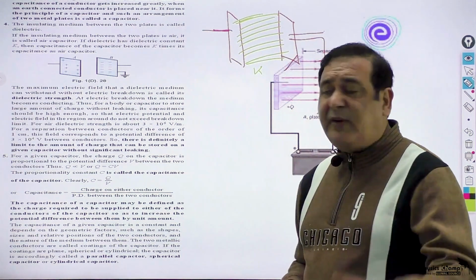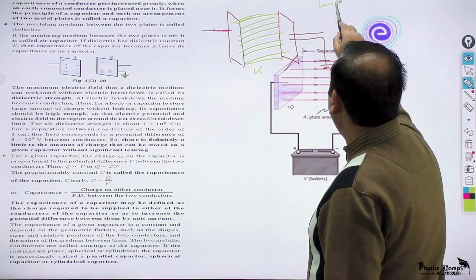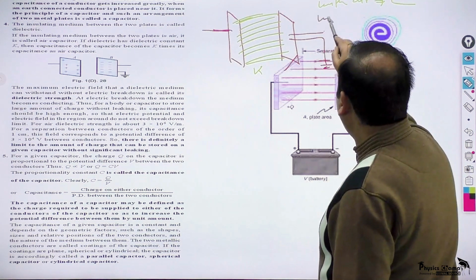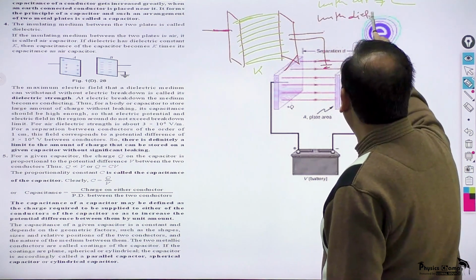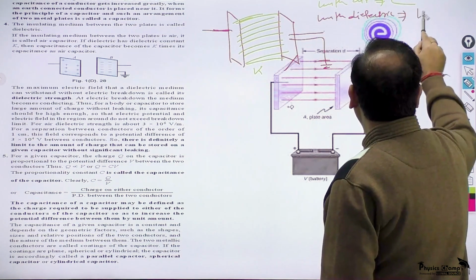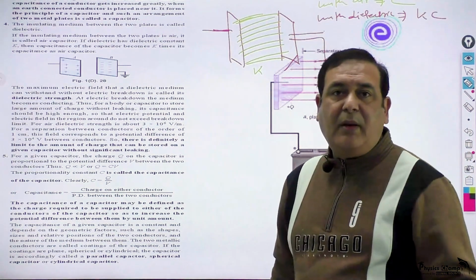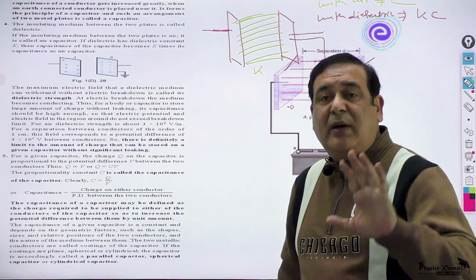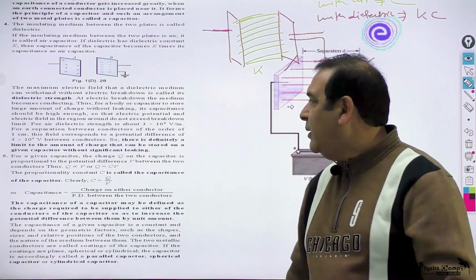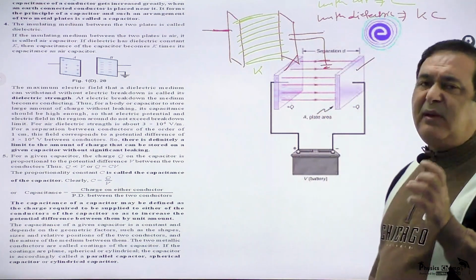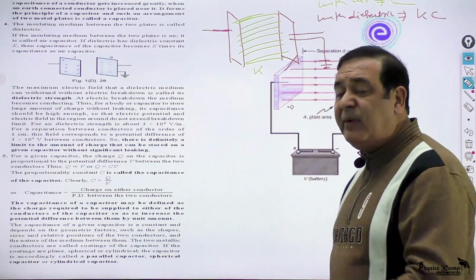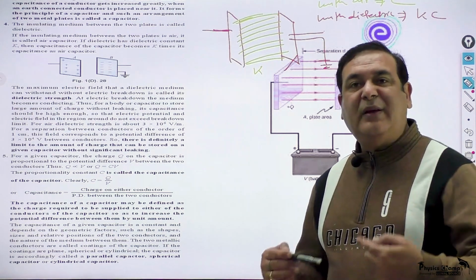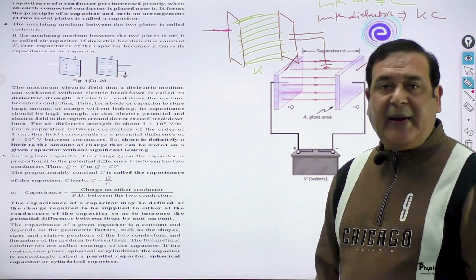So if earlier its capacitance with air was C, with the dielectric it is observed that its capacitance becomes K times C. Now there is a big change. If K is 81, capacitance will be 81 times. If K is 2000, capacitance will become 2000 times. So this introduction of the dielectric between the plates of the capacitor increases its capacitance manifold, K times.